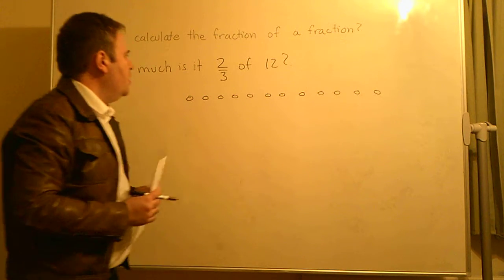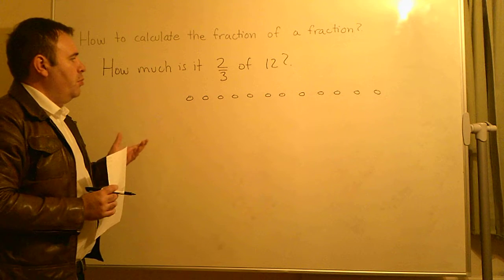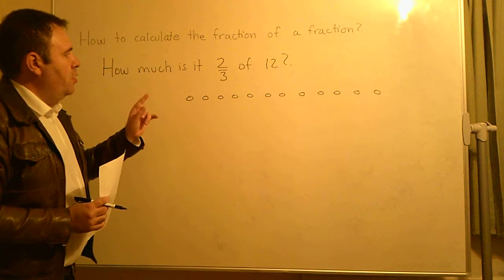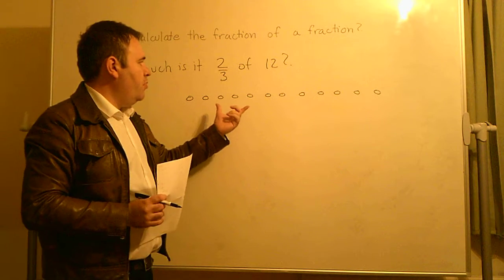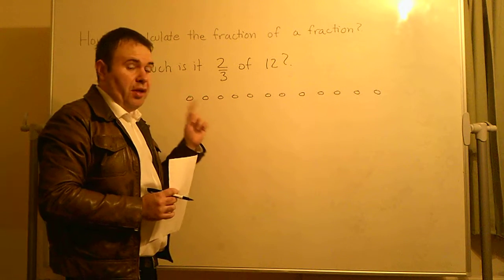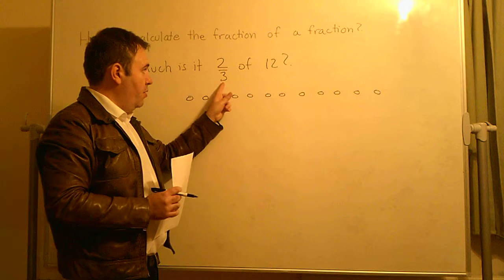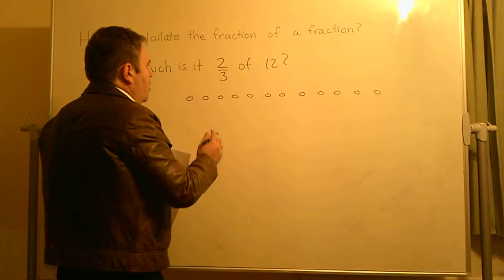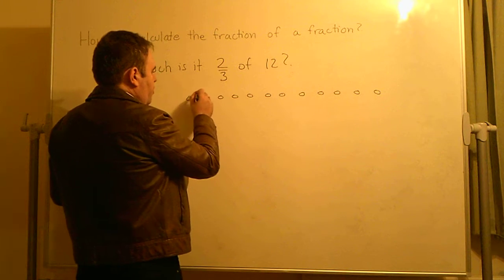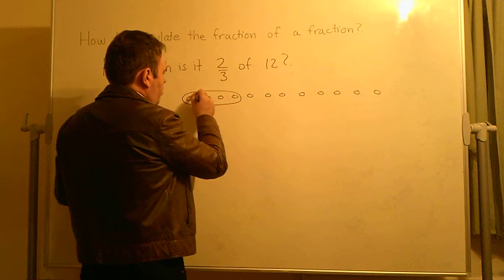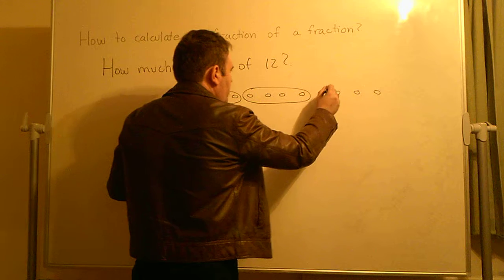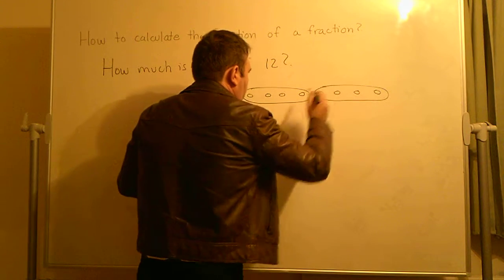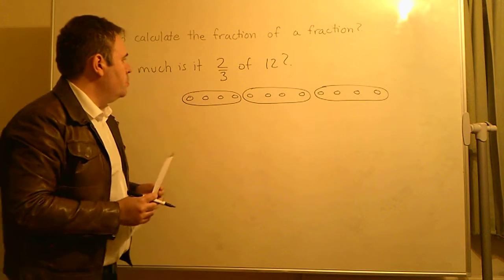Okay? So, what do we need to do? We need to separate these 12 into 3 sets, 3 equal sets. Why? Because we have 3 here. So, each set is going to have 4. So we have 1, 2, and 3. Yeah?